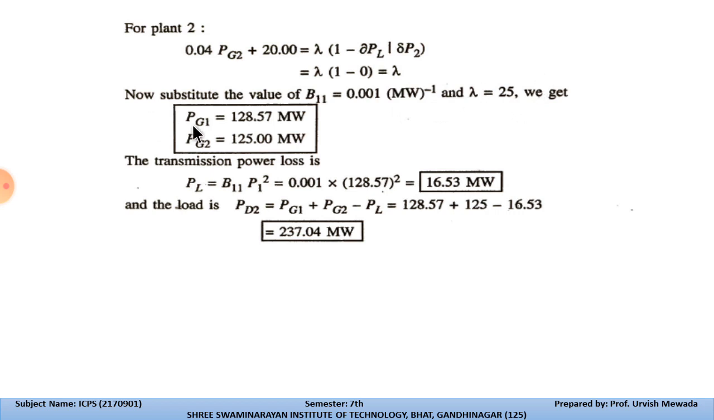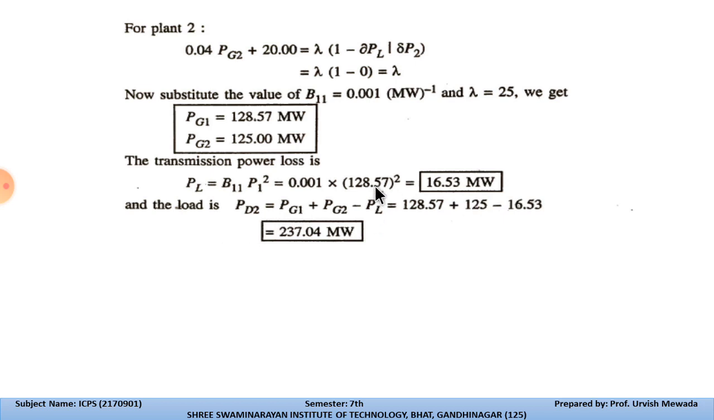We get Pg1 equal to 128.557 megawatt, and Pg2 equal to 125 megawatt. Now the transmission power loss we can determine from the given value. PL is equal to B11 P1 square, which is 0.01 into Pg1, 128.57, squared. So PL is equal to 16.53 megawatt.